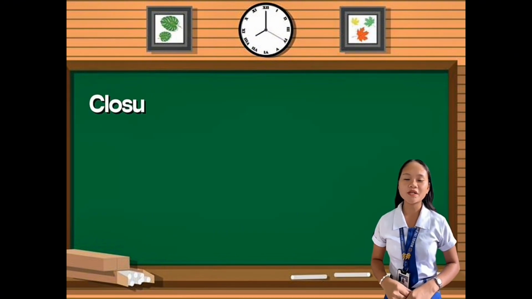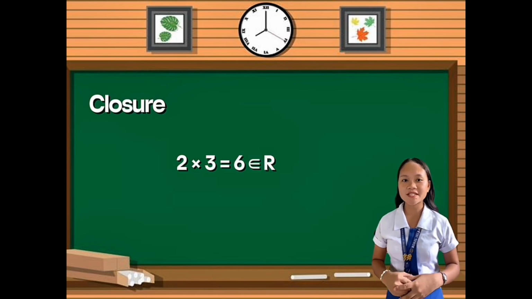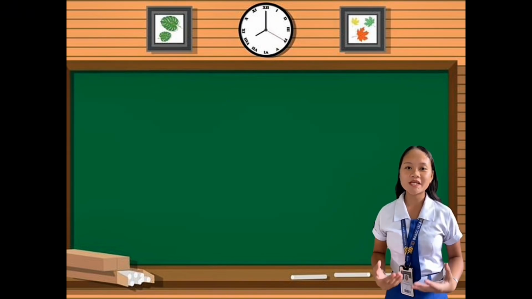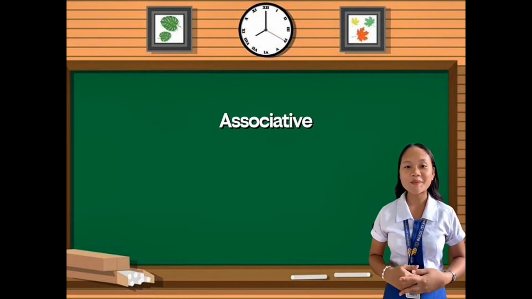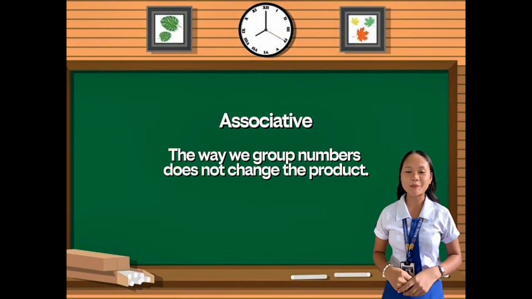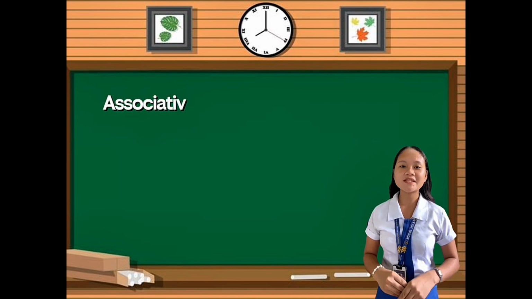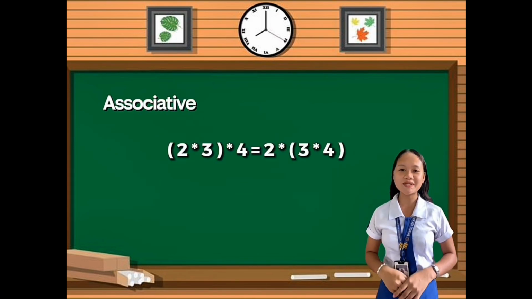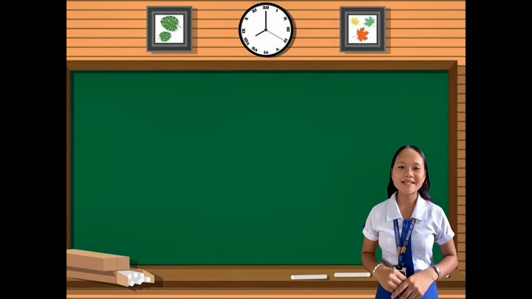For example, 2 times 3 is equal to 6, which is an element of the real numbers. So multiplication is associative. The way we group numbers does not change the product. For example, quantity 2 times 3 times 4 is equal to 2 times quantity 3 times 4, which is equal to 24. Now, the identity element.